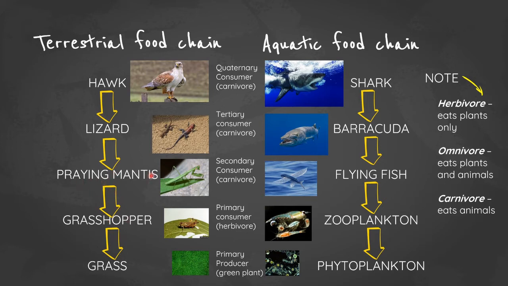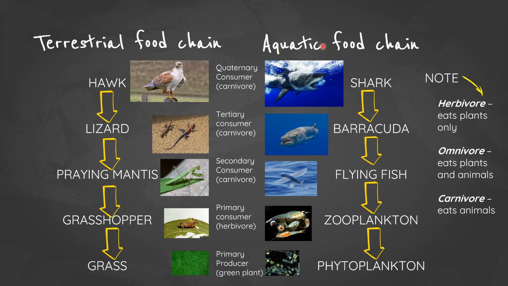The praying mantis feeds on the grasshopper, so they are the secondary consumer. The lizard feeds on the praying mantis, so they're the tertiary consumer. And the hawk feeds on the lizard, so they are the quaternary consumer. The praying mantis, the lizard, and the hawk are all carnivores because they feed on other animals.